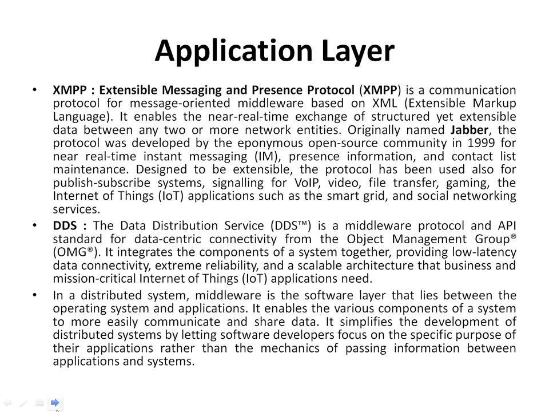XMPP, the Extensible Messaging and Presence Protocol, is a communication protocol for message-oriented middleware based on the Extensible Markup Language. It enables a near real-time exchange of structured yet extensible data between two or more network entities. Originally named Jabber, the protocol was developed by the open source community in 1999. It provides real-time standard messaging, presence information, and contact maintenance. There is also DDS, the Data Distribution Service middleware protocol and API standard for data-centric connectivity from the Object Management Group.